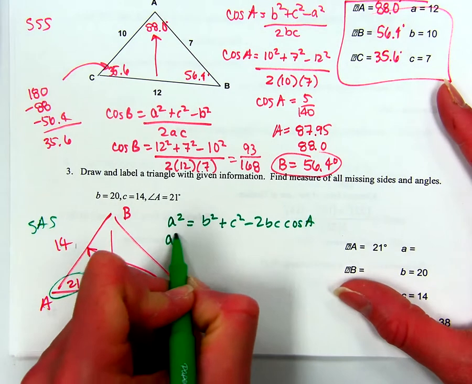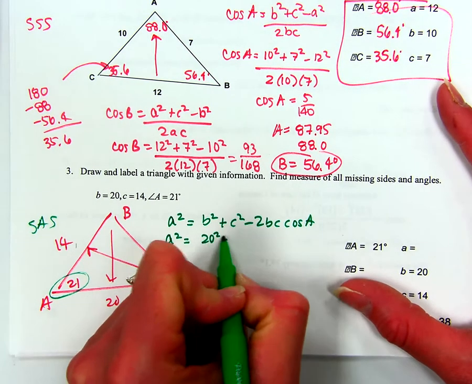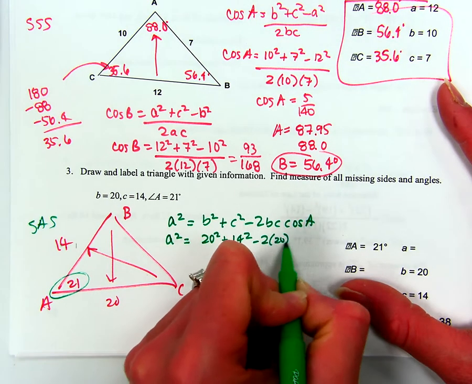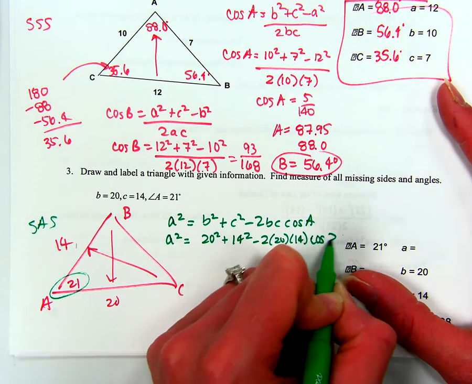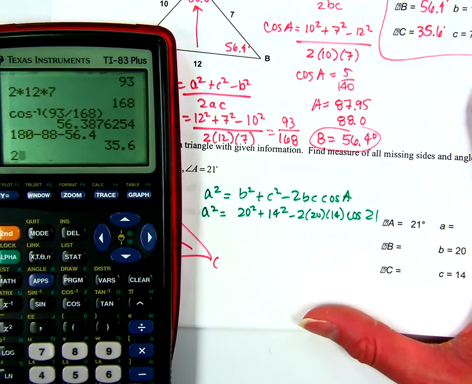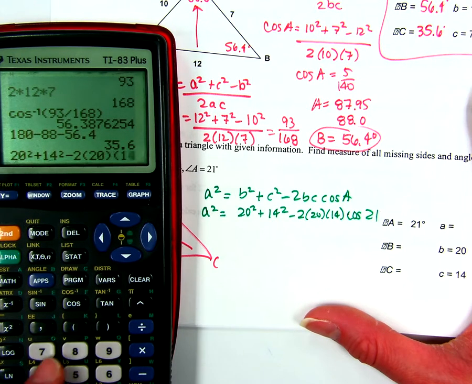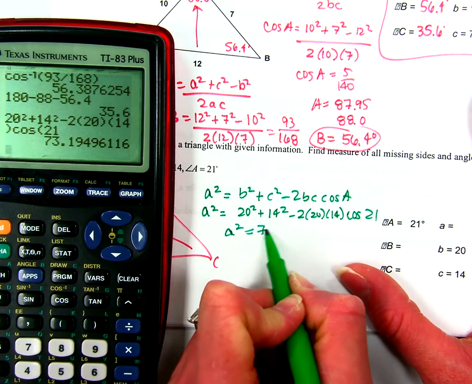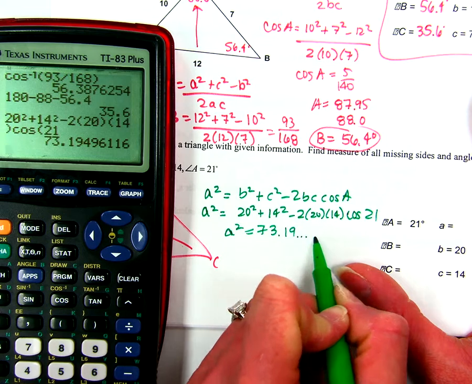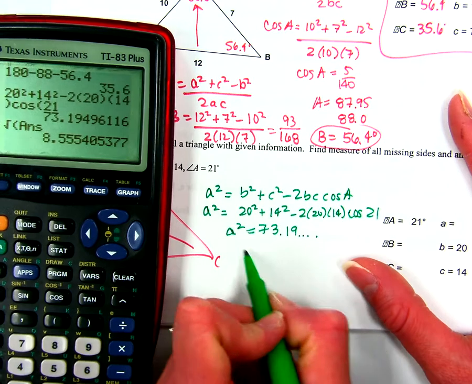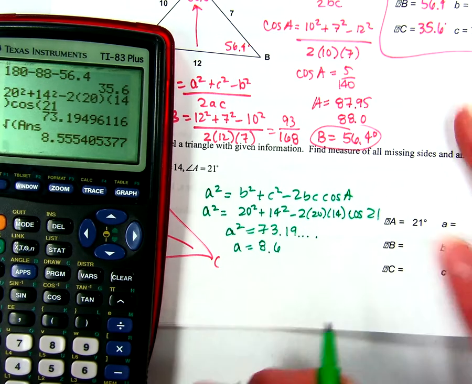So A squared is equal to 20 squared plus 14 squared minus 2 times 20 times 14 times cosine of 21. Now that you have the equation filled in, just type it in your calculator. Put the whole thing in. Don't try to simplify each part. That gives me A squared is equal to 73.19 dot, dot, dot. But that's not A, so I'm not rounding it. I have to take the square root of that answer. That gives me side A, so that's 8.6.